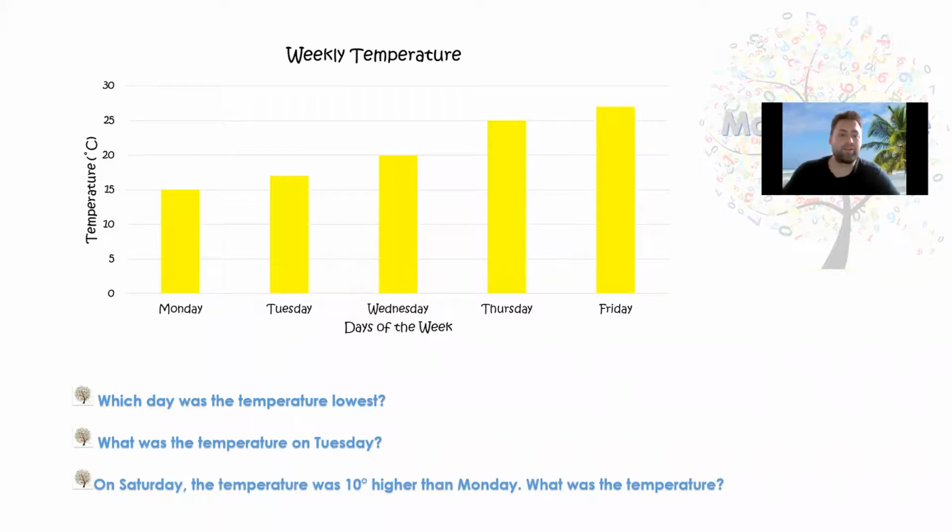So the temperature, the lowest, you just have a look at the bars. Which one's the smallest? It was Monday. That was the day the temperature was lowest. What was the temperature on Tuesday? We go up and it's maybe about 16 or 17 degrees Celsius. I'll accept that. On Saturday, it was 10 degrees higher than what it was on Monday. So we need to add 10 to this. So the temperature on Saturday was 25 degrees.